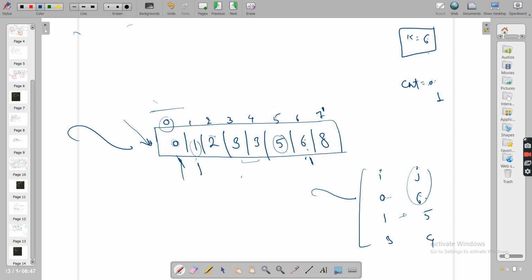Index number 1 plus index number 5, the sum is 1 plus 5 is 6. Then for index 2, there is no such 4 present. Is there 4 present? No, 4 is not present. For index number 3, the element is 3. Is there any other element 3 present? Obviously yes, there is one. So index number 3 and index number 4.